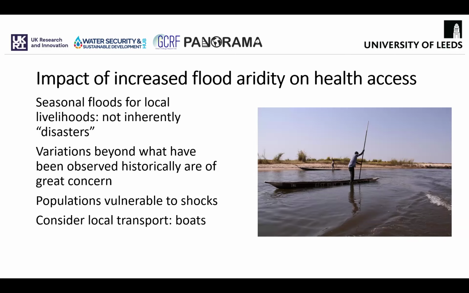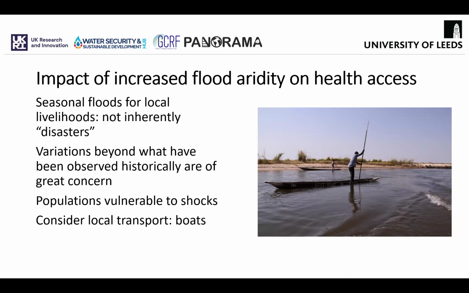Because in the UK and probably in the West, we see floods as disasters, but here the local livelihoods are oriented around those floods. And actually it's these variations beyond what have been observed historically that we really need to be concerned about, because these populations use their Indigenous knowledge to get building materials, to do agriculture, and they can't predict them anymore. So how can they live their livelihoods with the floods anymore? This is why it's really important when we work in these regions to make sure we're putting seasonal floods in the context of their localities.